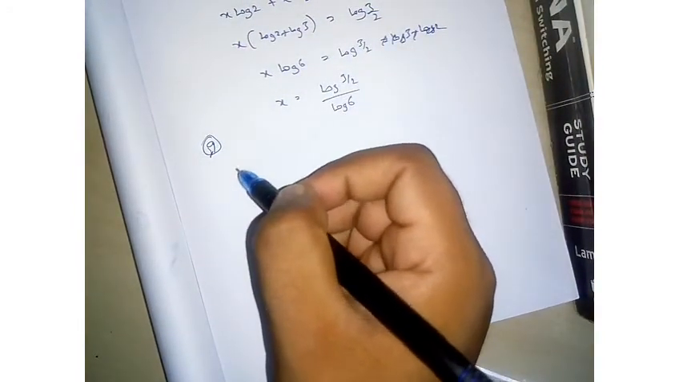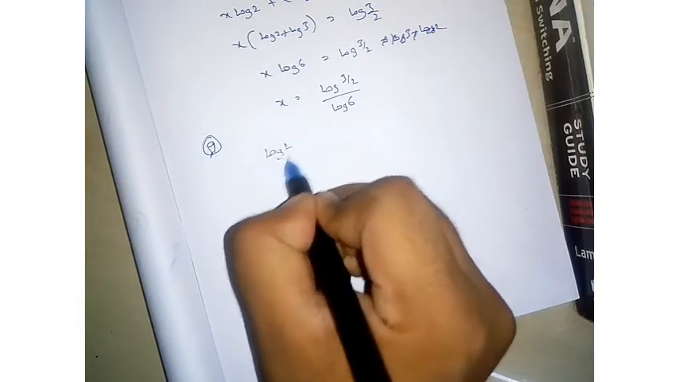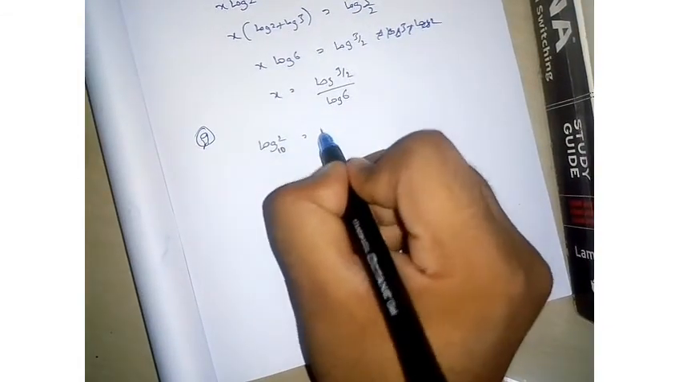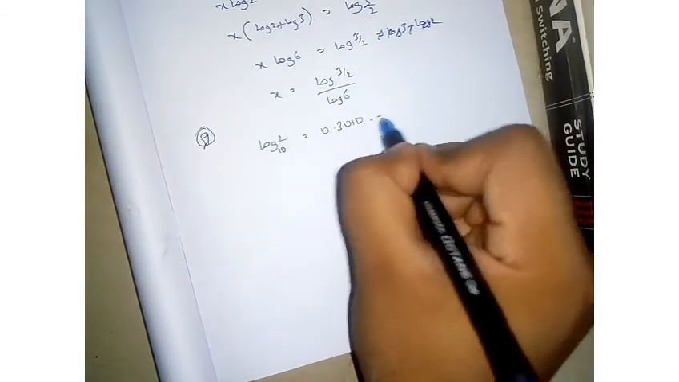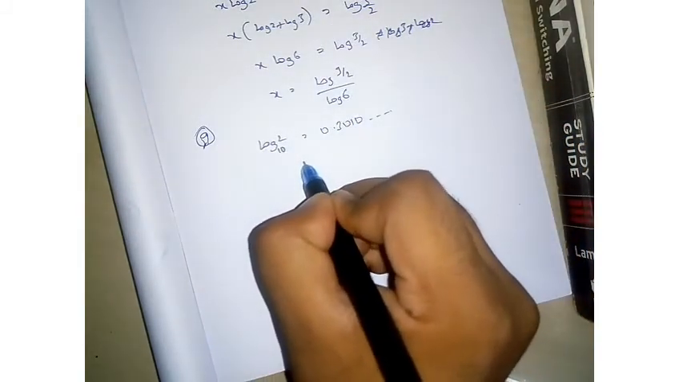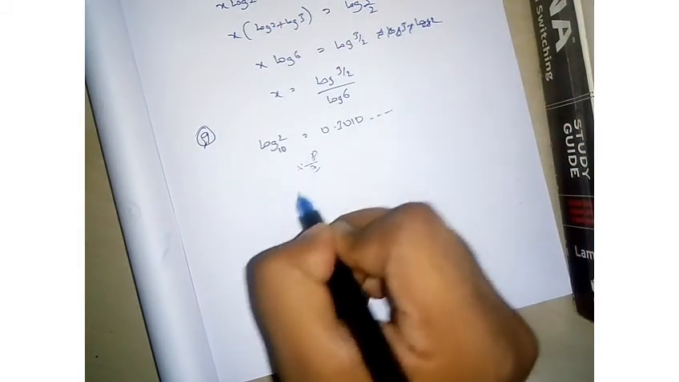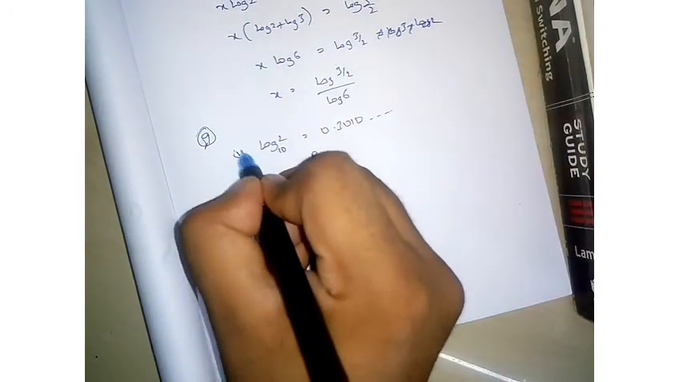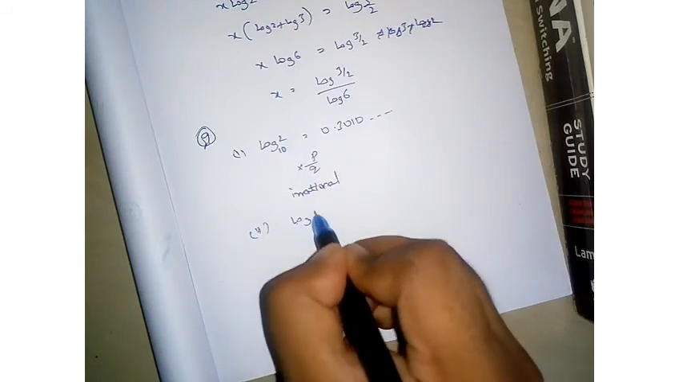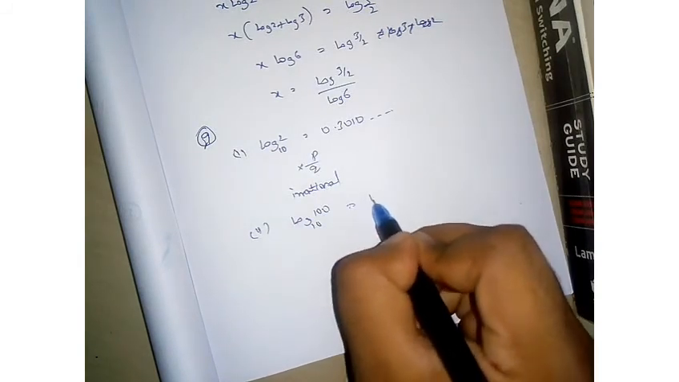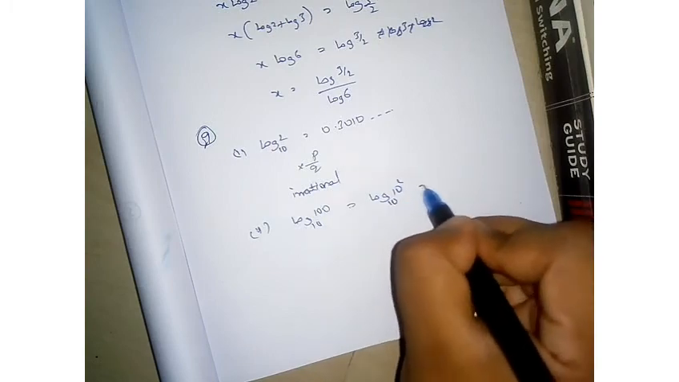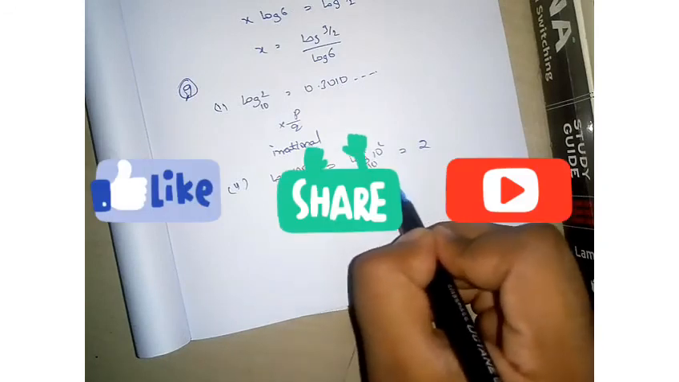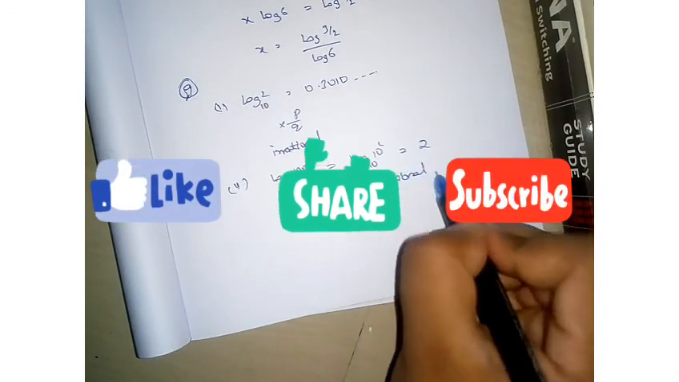Is log 2 rational or irrational? If the base is not given, you can assume 10. So log 2 base 10 is equal to 0.3010 and so on. So this cannot be expressed as p by q. Therefore, it is irrational. Second one, log 100 to the base 10, which is equal to log 10 square base 10, which is equal to 2. So this is of the form p by q. This is rational. That's it.